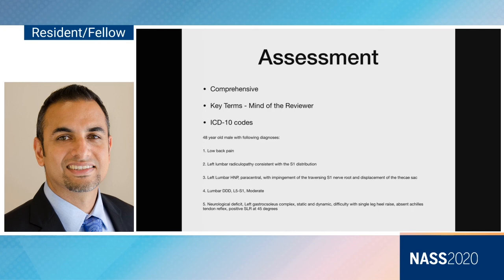I've been comprehensive. And then the bonus or the kicker is to say, well, they also have a neurologic deficit affecting the gastrocsoleus complex. It's both static and dynamic, and explain the exam finding that went with it, as well as the lack of a reflex and a positive straight leg raise test.